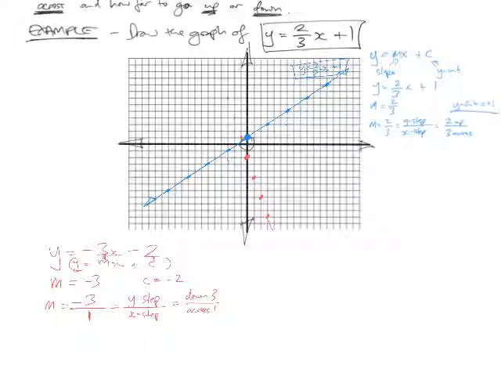So here we go. Try and draw as straight as possible. So there is your line drawn using the equation y is equal to -3x take 2. So hopefully that helps you out with drawing graphs of lines using the equation, and I'll see you on the next video.